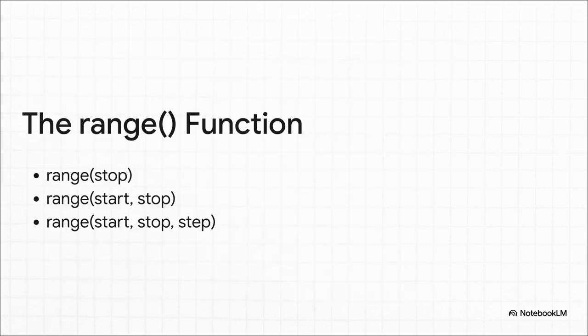Now, to truly master for loops, you absolutely have to understand the range function, because trust me, you're going to use it constantly. If you just give it a stop number, like, say, range 5, it generates 0, 1, 2, 3, 4. Notice how it stops just before the 5.